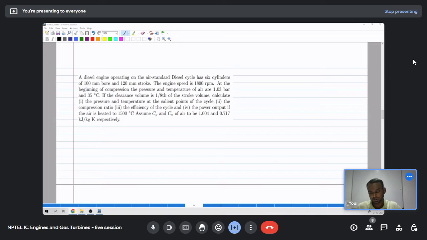Okay, now we have a 6-cylinder engine with a given bore and stroke. The engine speed is 1800 rpm. At the beginning of the compression, the pressure and temperature of the air are given as 1.03 bar and 35 degrees Celsius. If the clearance volume is 1/8 of the stroke volume, calculate the pressure and temperature at the salient points of the cycle. So that means all the 4 points that we see in the diesel cycle. Also the compression ratio, the efficiency of the cycle, and the power output if the air is heated to 1500 degrees Celsius.